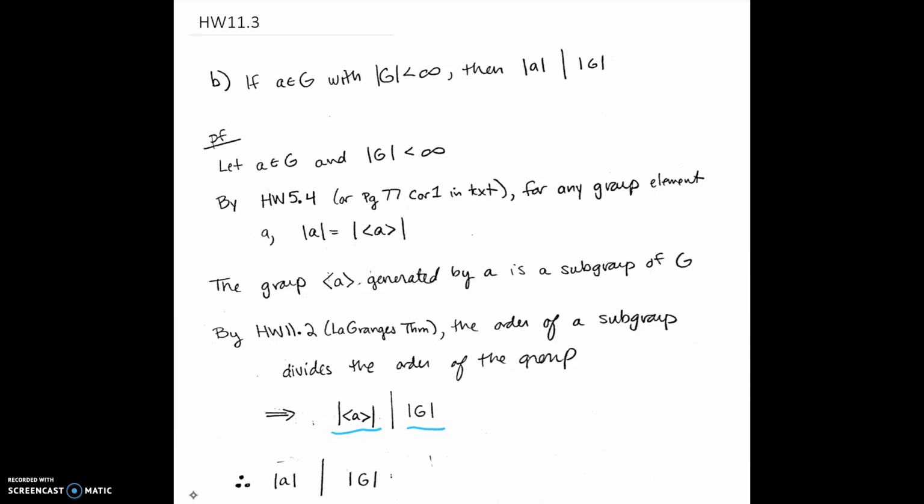We also set up here that the order of A equals the order of the cyclic subgroup generated by A. So we could just replace this with this since they're equal, and therefore we know that the order of A divides the order of G.